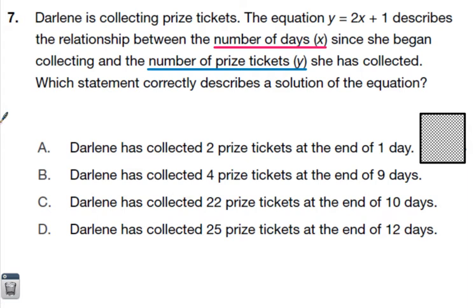Number 7. Okay, make sure you've read this already, please. Pause if you have to. Let me get my bearings here. So Darlene, okay, this is definitely important. Y equals 2x plus 1. Again, please pay attention that the x variable is filling in right now for the number of days, and that the y variable is filling in right now for the unknown number of prize tickets that Darlene has collected. Okay, now we go to the choices, and they want to know which statement correctly describes a solution.